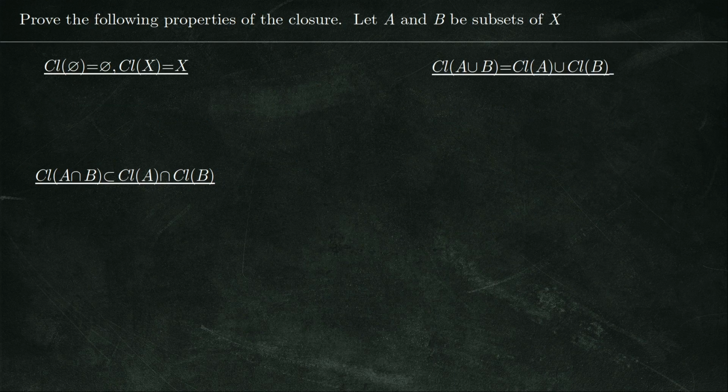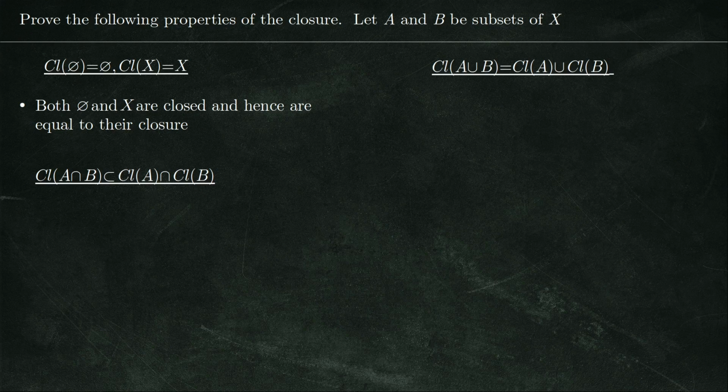All right, we want to now prove the following properties of the closure. And again, there'll be very similar properties of the interior when we do that later. So let's have a look at the first one. The closure of the empty set is the empty set, and the closure of X is again X. We know that's true because both the empty set and X are closed, and we've just shown that if they're closed, they're equal to their closure.